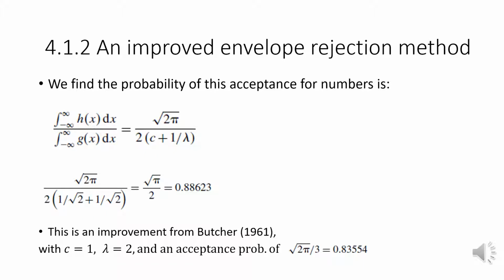Because we require that g majorizes h such that lambda and c are chosen properly, we take a look at the probability of acceptance. We can see that this is an improved envelope rejection method because the probability of acceptance for these values is higher. It's 0.88623. And this is an improved method as opposed to just setting c and lambda equal to certain values, such as in the Butcher method.